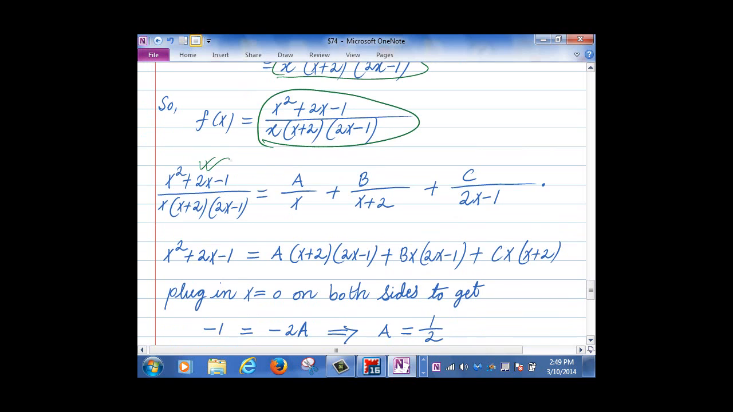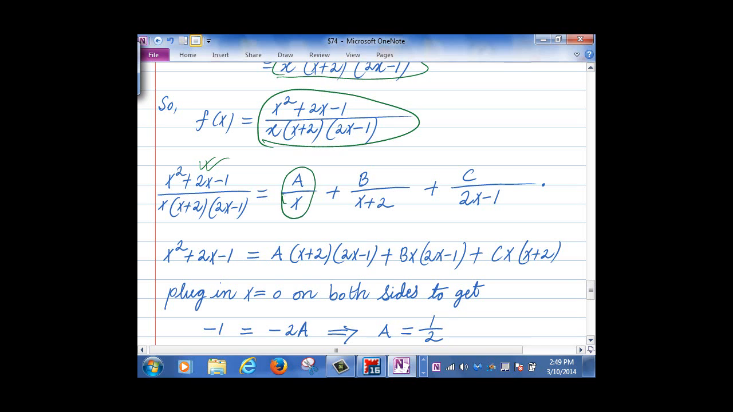Now I have the factor x. The factor x is a linear factor, right? The exponent on that is just 1. So for that factor, I am going to get one term in the decomposition. What is that term? That term is a constant A divided by the factor x.